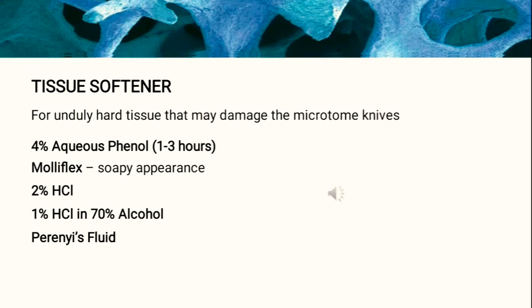We also have the so-called tissue softener. It is used for unduly hard tissue that may damage the microtome knives. Examples of tissue softeners are the following. We have 4% aqueous phenol, which has a decalcification time of 3 hours. We also have Muliflex, which has a soapy appearance. You can also use 2% hydrochloric acid, 1% hydrochloric acid in 70% alcohol, and lastly, Perenyi's fluid.